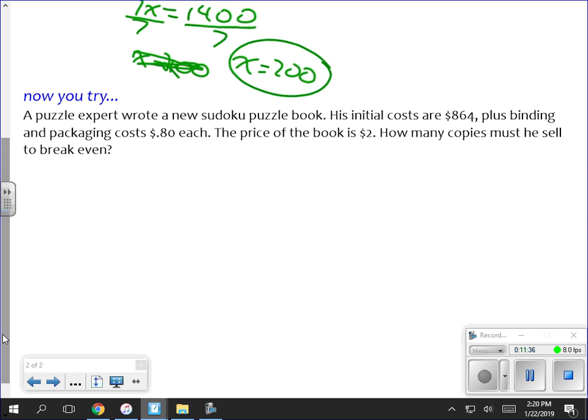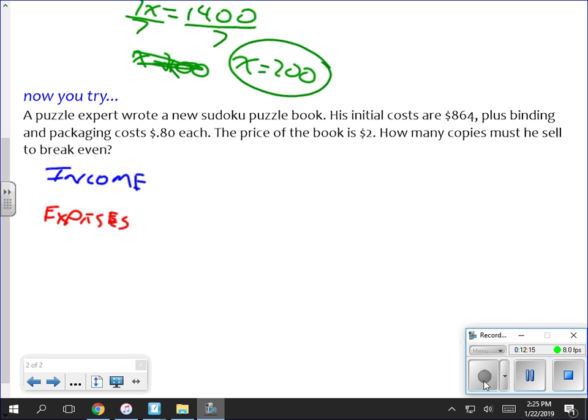Same thing. Two equations. One for income and one equation for expenses. Take a minute. Okay, so that should hopefully be enough time. So let's see.